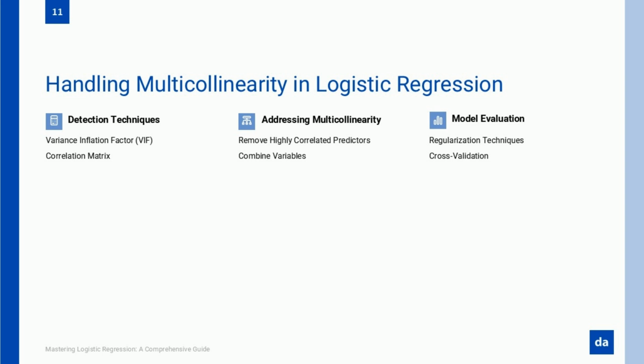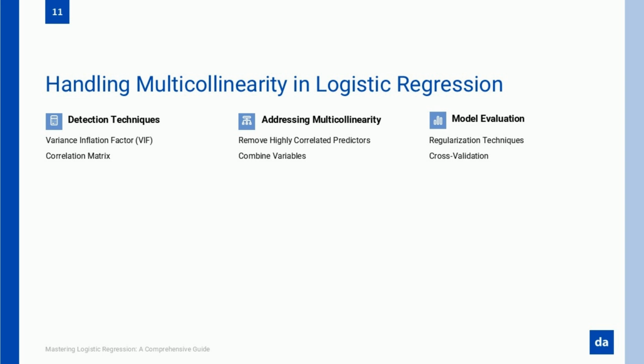So how do we detect it? One of the easiest ways is by using the variance inflation factor, or VIF. VIF tells us how much one variable is predictable from the others. If a variable has a VIF greater than 5 or 10, that's a big red flag. It means that variable is too closely related to another one in the model. Another approach is the correlation matrix, where we check how strongly variables are related to each other. If we see very high correlations, like 0.8 or above, between two independent variables, that's a warning sign.